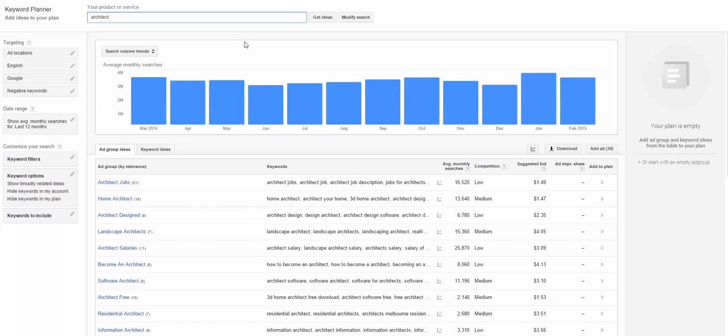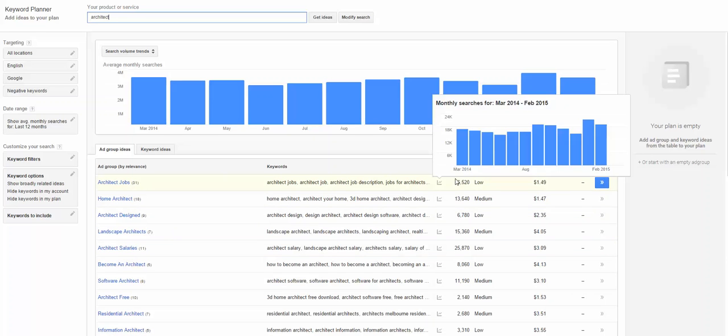So as you can see, when somebody types in architect, there are a number of options here. We've got architect jobs, home architect, architect design, landscape architect. So when we say we need to be optimized for the word architect, what that really means is we're competing with people who could be searching for a variety of terms that are related to architecture and may or may not even have anything to do with your actual design firm. For example, information architect.